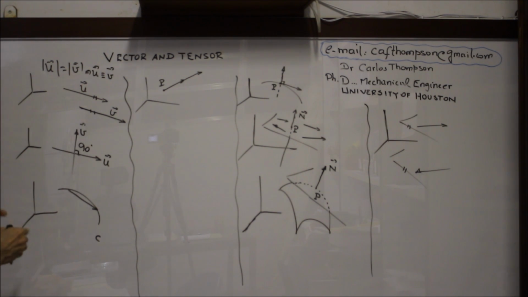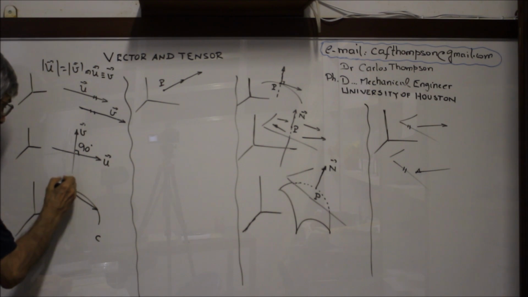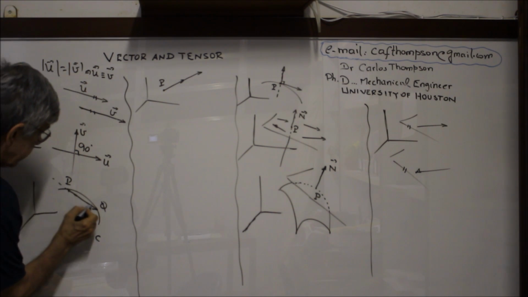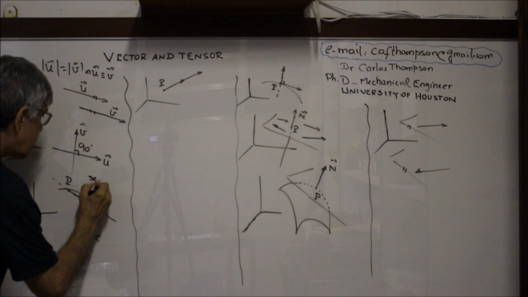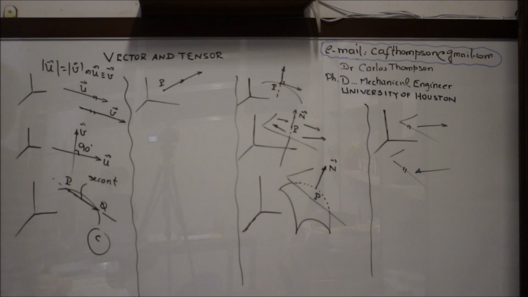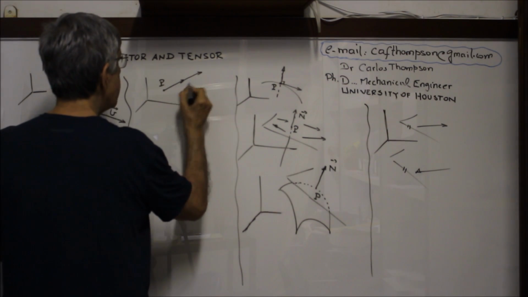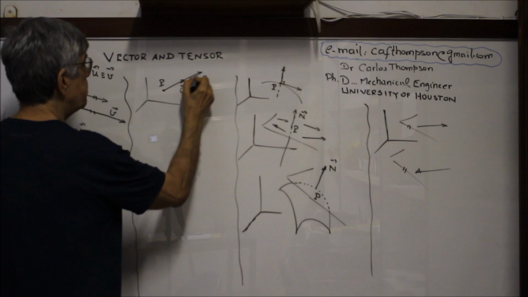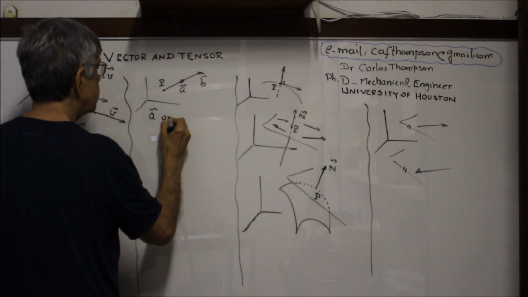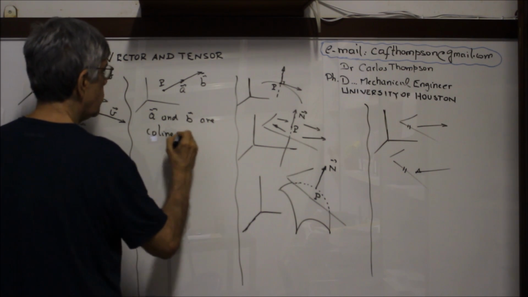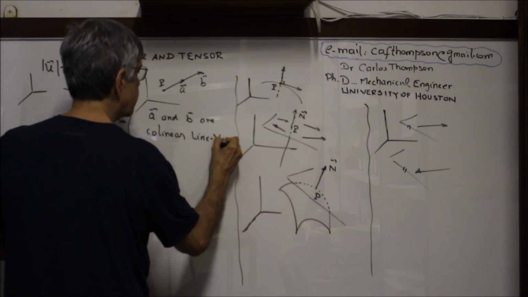They are perpendicular. Here's the case: suppose I have a point P here and a point Q here. This line is called a secant line. So this vector here is secant to this curve C. This is another case, and here let's say a vector A and a vector B. A and B are collinear line vectors.